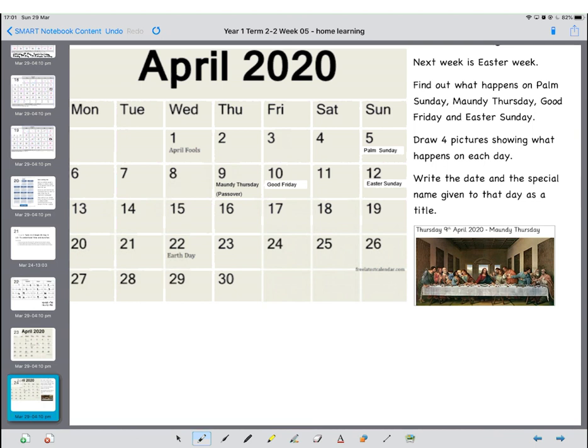Write the date and the special name given to it in the title. So if you look carefully, we've got Thursday the 9th of April 2020, and that's Maundy Thursday. And I've got a picture here showing you what happened on that day. So you can ask Alexa, you can ask a grown-up, you can Google it. It's up to you. But it would be lovely if you can draw 4 pictures showing the key events of next week.